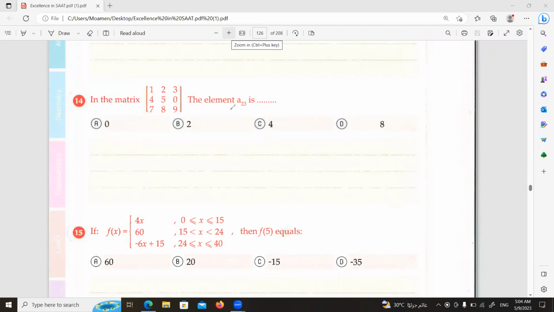In the next one, he said that I need in this matrix the element A23. A23 means the second row and the third column. The intersection is this, so it's 0. I'm going to the next.